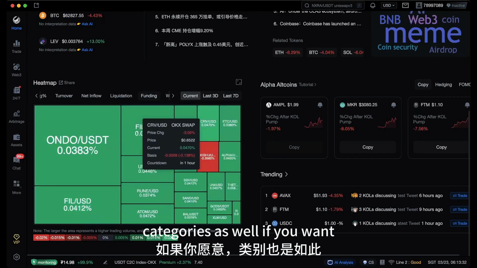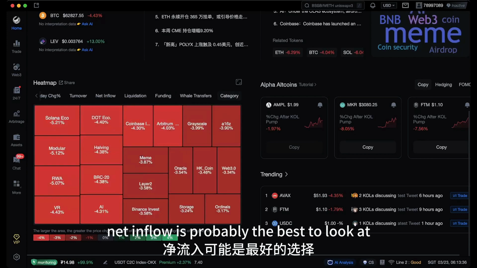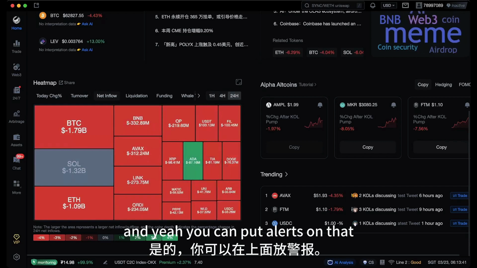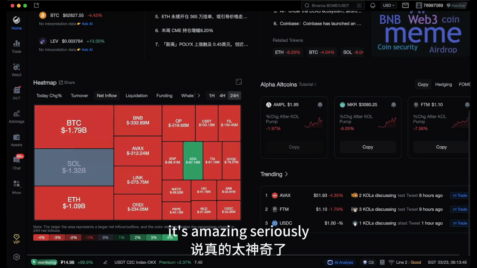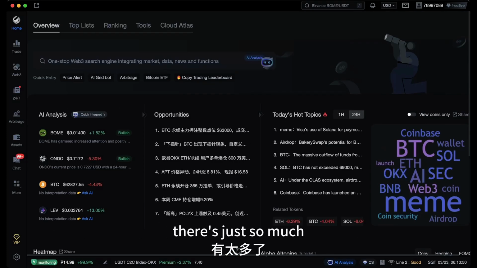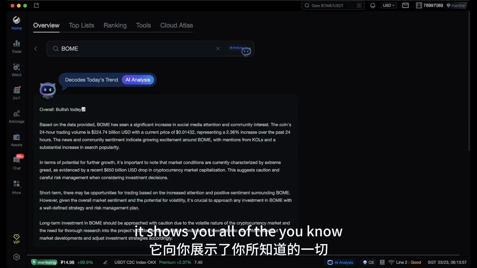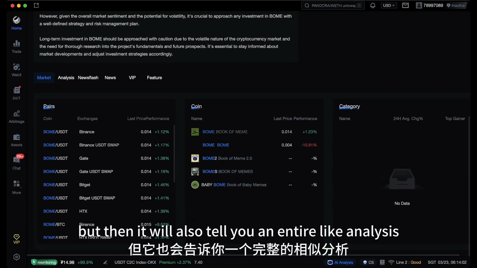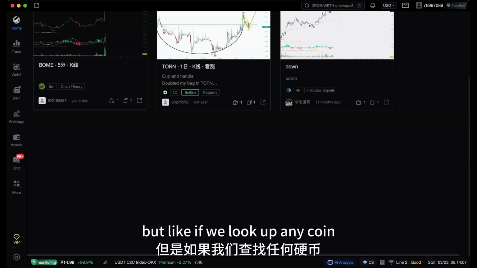You can see what funding rates are kind of large right now. You can even give it your own categories as well if you want. Turnover, net inflow. Net inflow is probably the best to look at for the major caps. You can see Bitcoin's had a lot of outflow. And yeah, you can put alerts on that. It's hard for me to talk about this platform because it's amazing, seriously. There's just so much. Another really cool thing I can show you, if we go to BOEM, you can do an AI analysis and it shows you all of the different prices of BOEM, but then it will also tell you an entire analysis.